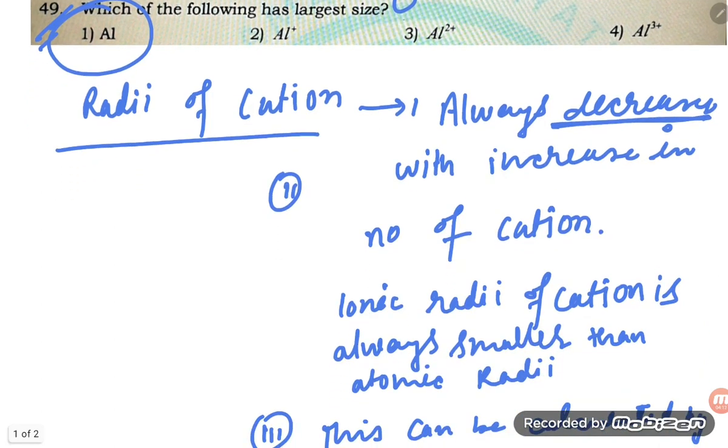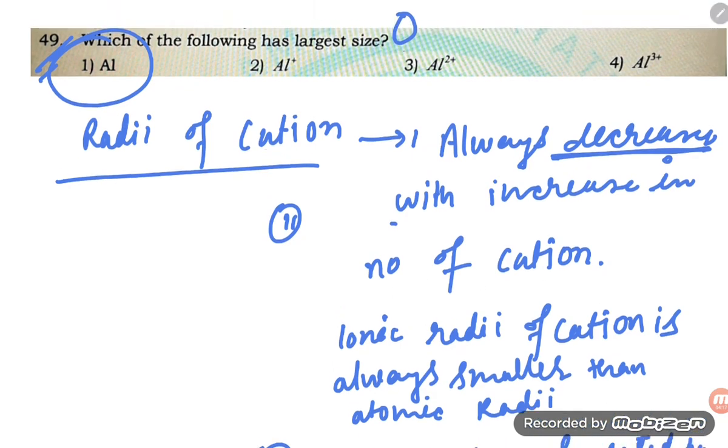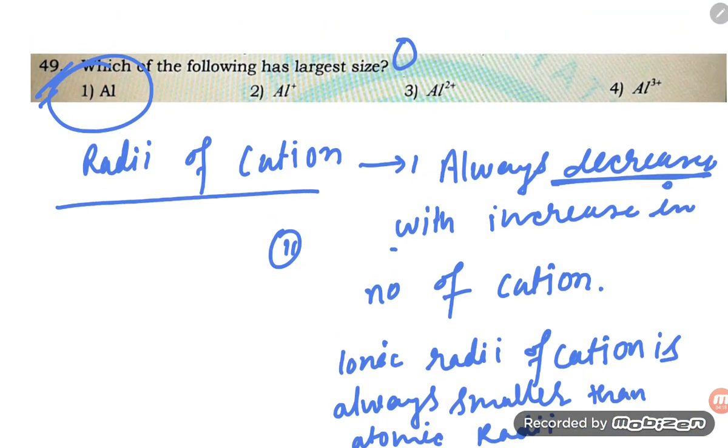Without calculation, you can do it as they are saying: radii always decreases with increase in the number of cations. So here the 3 plus cation is smallest, and this is the largest.